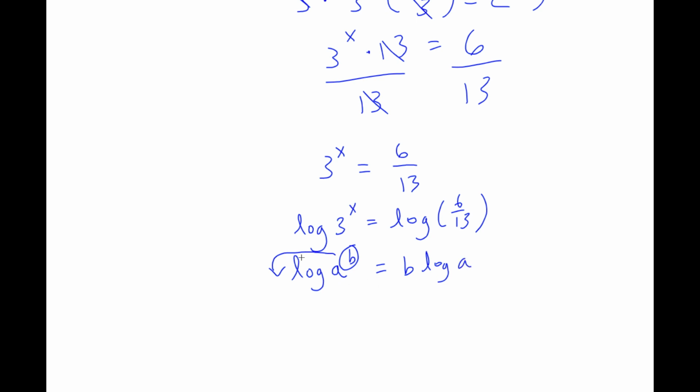And this property is extremely useful for when we have instances such as these, where we have log of 3 to the power of x, because I can simply move this exponent x to the front of the logarithm, and now this would be equal to x times log 3. Before, x was an exponent, and now it is a term, so now we can actually find the value of x, because before when it was an exponent, it was really challenging. So now we have x times log 3 is equal to log 6 over 13.